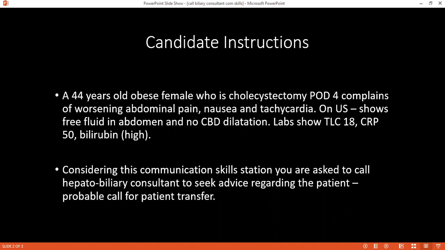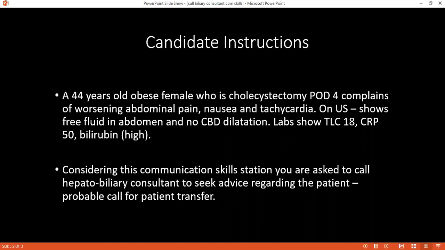Yes. Can you please summarize your case? Okay. My patient, a 44-year-old obese female, underwent laparoscopic cholecystectomy 4 days ago. Now she complains of worsening abdominal pain and nausea, and on examination she also has tachycardia. On investigation, total leukocyte count is 80, CRP 15, bilirubin high, free fluid in the abdomen, and no CBD dilatation. After that, I resuscitated the patient, and I am hoping to transfer the patient to the hepatobiliary consultant for definitive treatment.